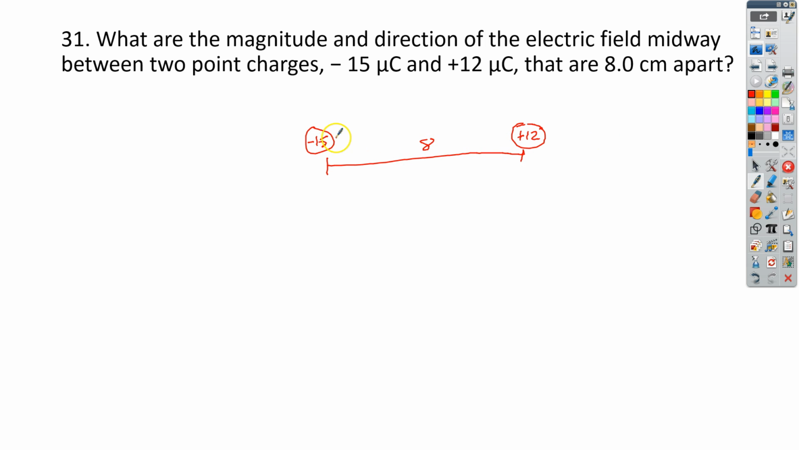So at this point we know that this is 15 times 10 to the negative 6th. This is 12 times 10 to the negative 6th because micro means times 10 to the negative 6th. And then this is 8 centimeters. We want it in meters, so this will be 0.08 meters. Now we have everything in the units that we need. We need to find the electric field, and so our electric field here is going to be E is equal to k times Q all over the distance squared. So this is just the normal equation for electric field.